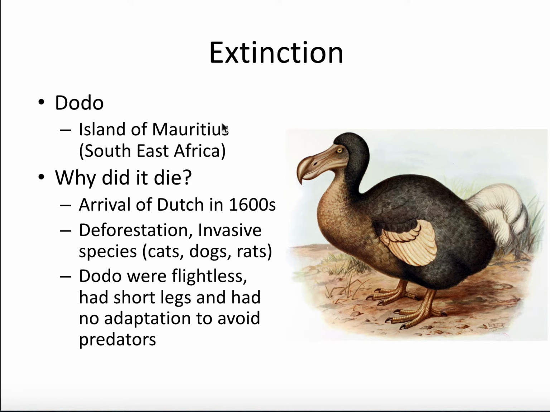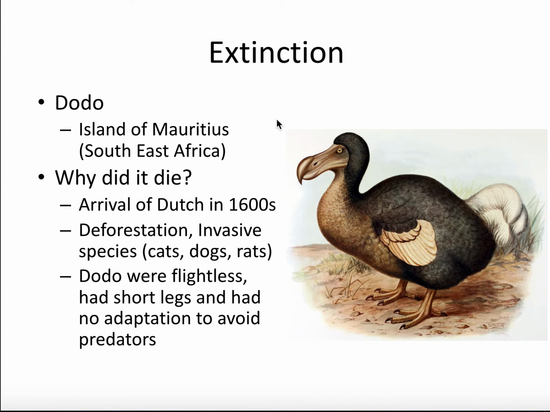So here's the dodo. The dodo is a famous example of extinction. It was one of the first ones that made people realize that species can go extinct because of us. So the dodo is from the island of Mauritius, which is southeast of Africa. It's on the eastern side of Madagascar. And why did it die? The arrival of the Dutch in the 1600s led to deforestation of the island, and there were a lot of invasive species like cats and dogs and rats that often come with humans colonizing an area.